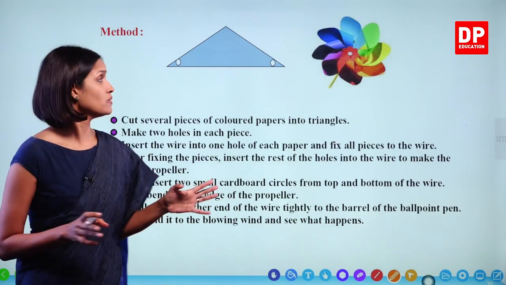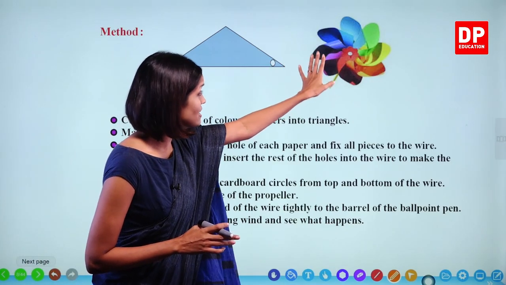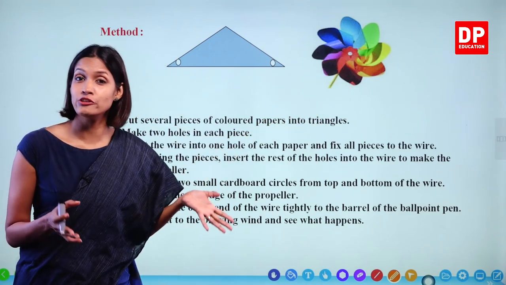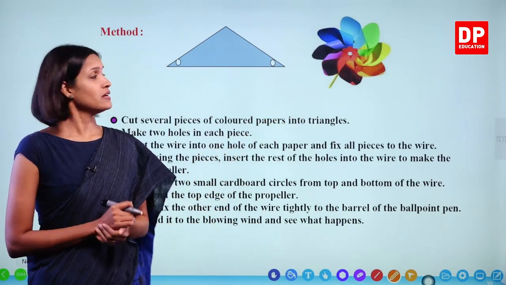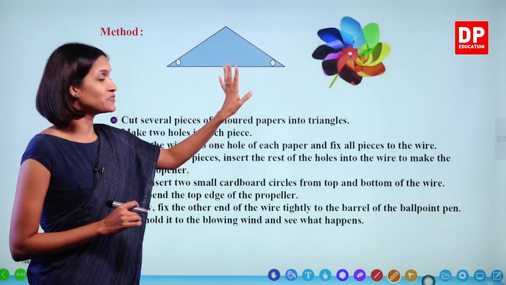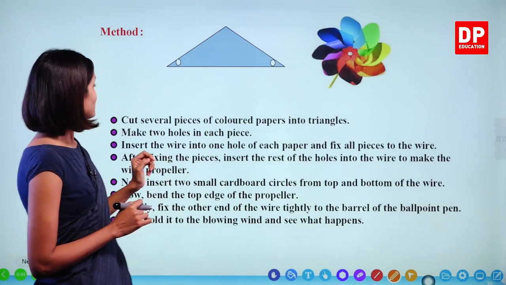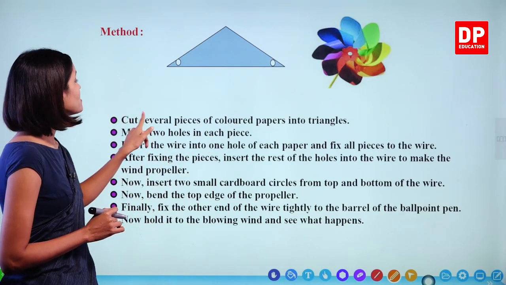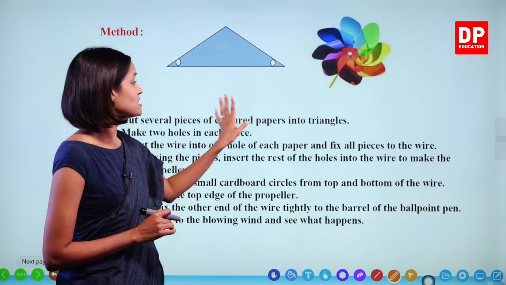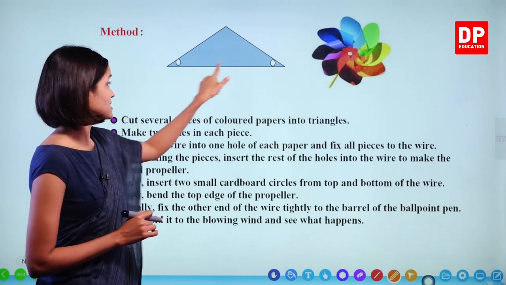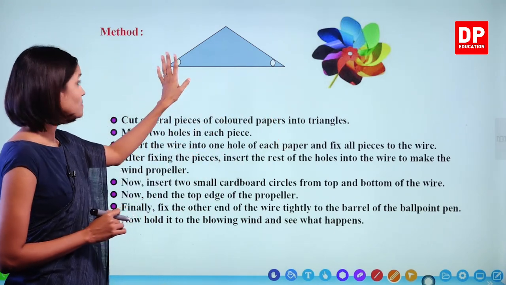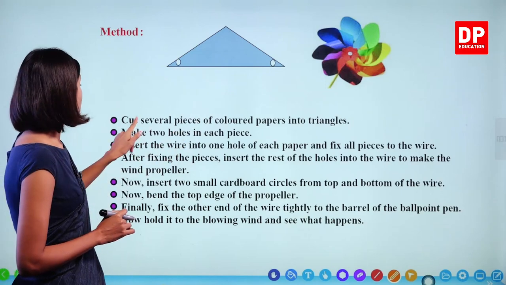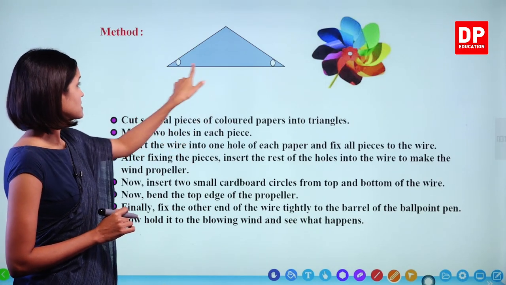Now I'm sure most of you have made these types of propellers when you were in primary school, right? So we are going to do this activity again, right? So number one, cut several pieces of colored papers into triangles like this, okay? The same size should be used. And make two holes in each piece like this.